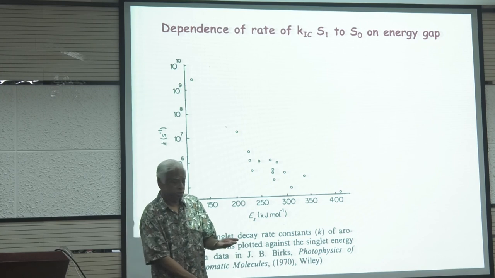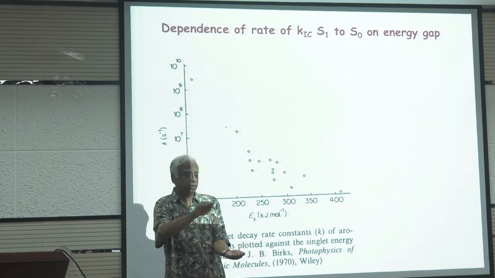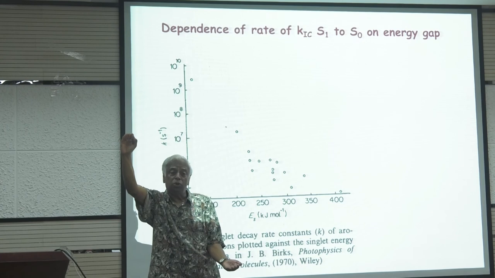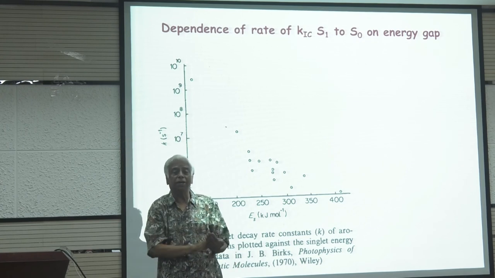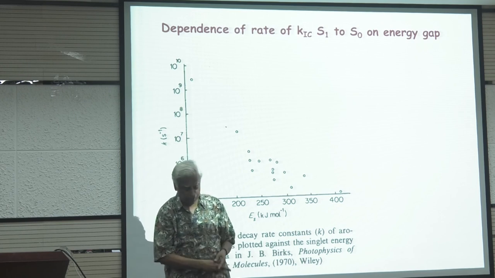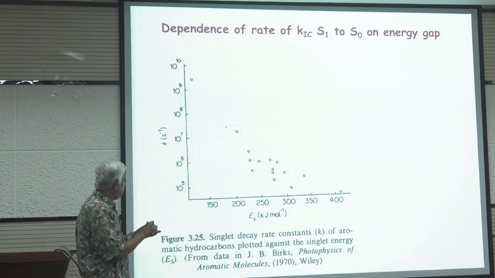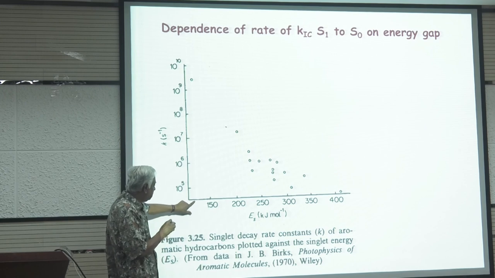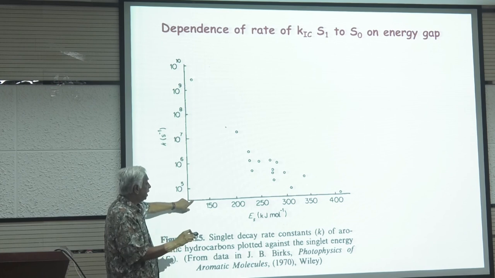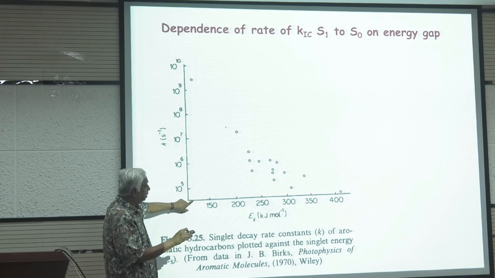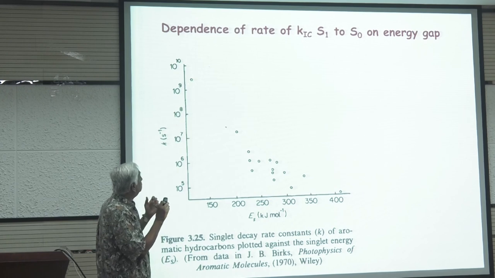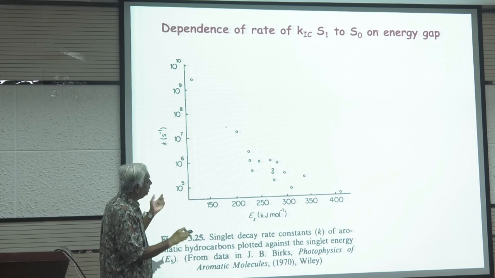So it is known. If you have a 0, S1, another molecule, this much, another molecule, that much, this molecule, the rate will be slow. This molecule, the rate will be faster. So now the question is, which molecule will emit more, which molecule will emit less? This molecule, for example, the gap is smaller, maybe like 100 or something kilojoules. So that rate is this much. And this molecule, the gap is large, around 300 something. So this one is much smaller than that one. Tell me which molecule will emit fluorescence more strongly. Is it this molecule or that molecule?